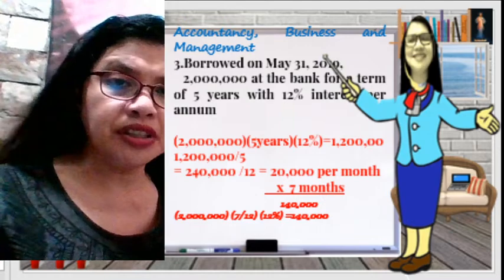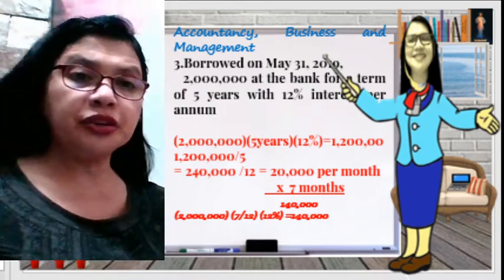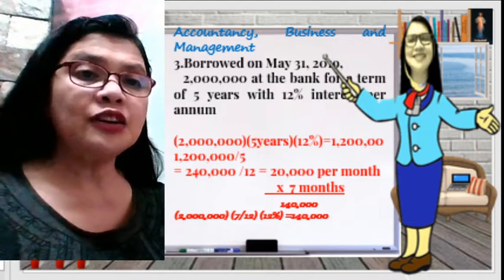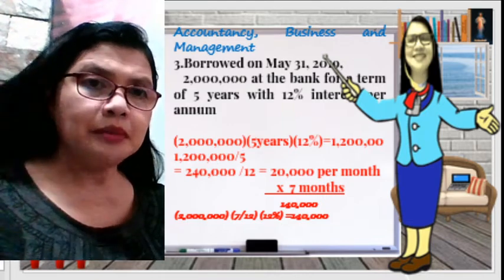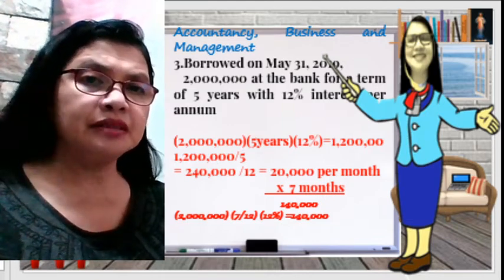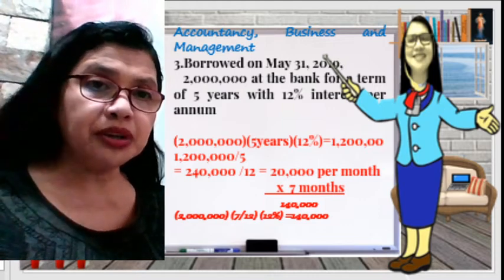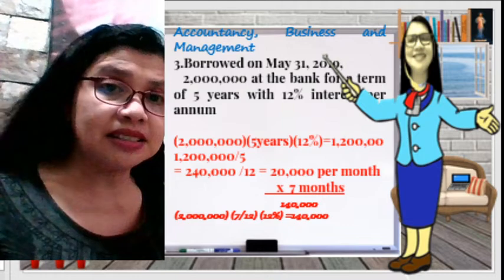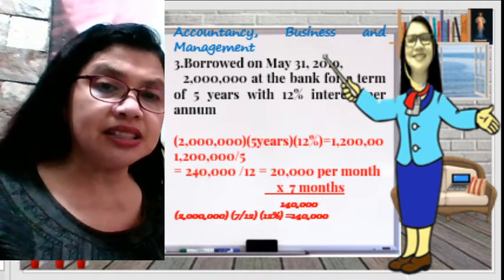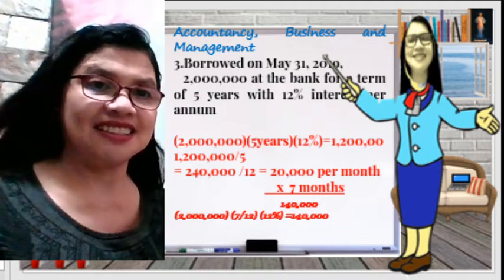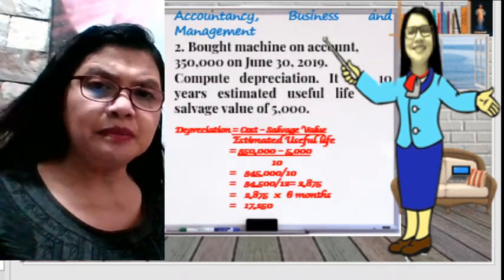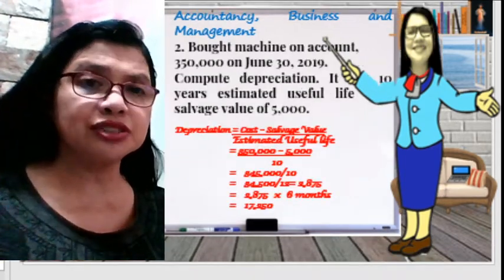So 140,000, we can also compute it this way: 2 million times 7 over 12. Why 7? Because from June 1 to December 31 is 7 months. 12 because there are 12 months in a year, times the interest rate of 12%. Okay, so that's very easy for us all, but we need to be familiar with the solutions.